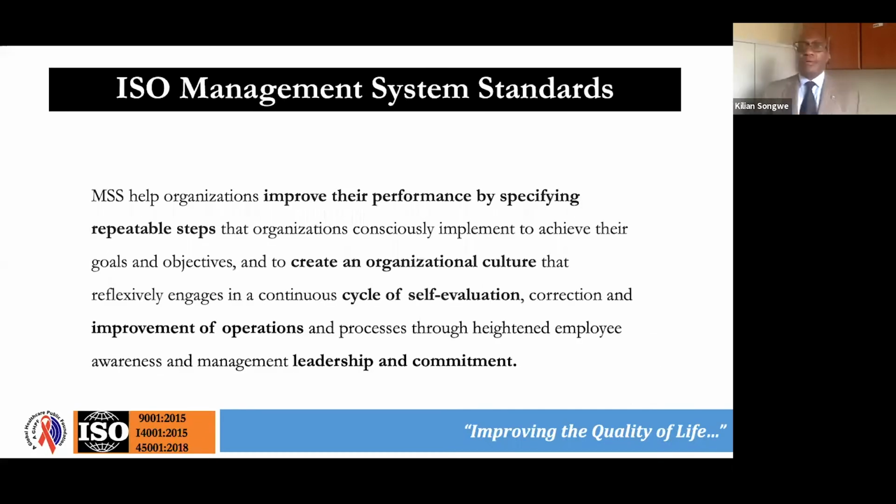So in the ISO management system standards, what you have here is improve performance by specifying repeatable steps. What are the repeatable steps in the activity that the organization has to perform? How do we ensure that we keep them as specific as possible? Create an organizational culture. That's what you get when you do the ISO system standards. You create an organizational culture where people know what is expected. There is a cycle of self-evaluation that is built into the system. Correction and improvement of operations happens. And all of this is behind a standard.